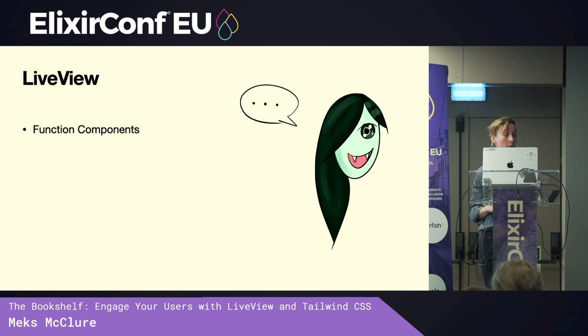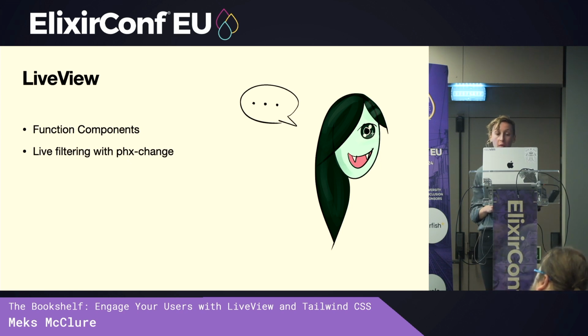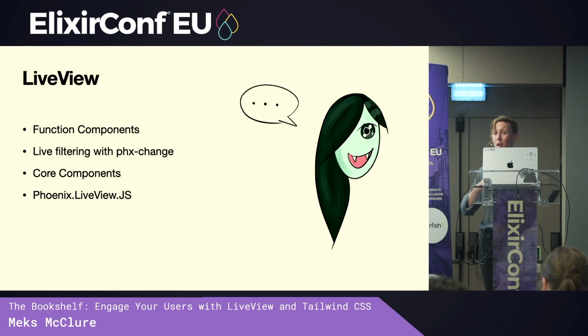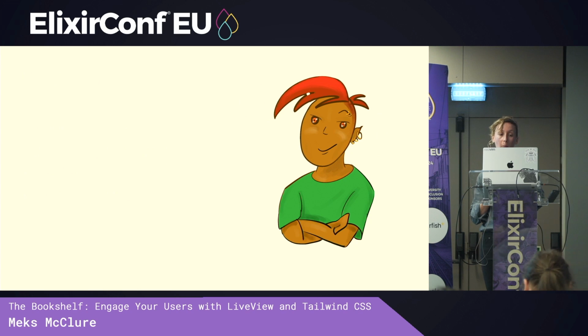Pairing this with LiveView made it really simple to deal with the problem of Tailwind classes being repeated too often. And live filtering with phx-change makes it a much snappier user experience when searching for books. I'm super grateful for all the core components and how easy it is to implement new features. And even when I had a stumbling block, I was able to use Phoenix.LiveView.JS to solve a lot of problems without writing any JavaScript myself.